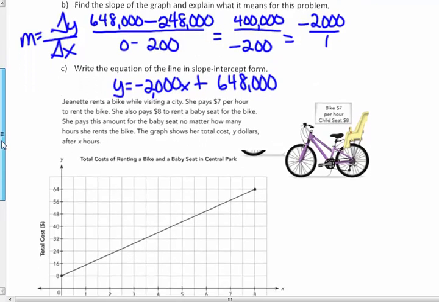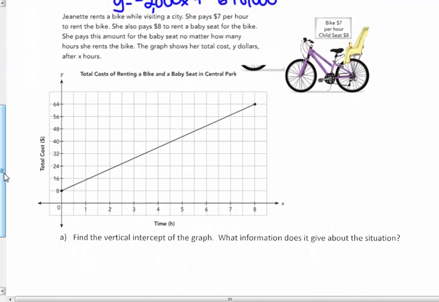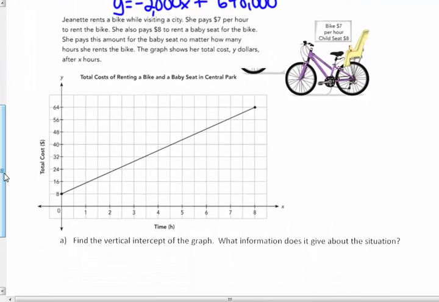The next example. Jeanette rents a bike while visiting a city. She pays $7 per hour to rent the bike. $7 per hour. That's the rate at which for each hour it costs. So that's the unit rate. That's your slope. That's m. That's the constant of proportionality. She also pays $8 to rent a baby seat for the bike. That $8, that's the y-intercept here.